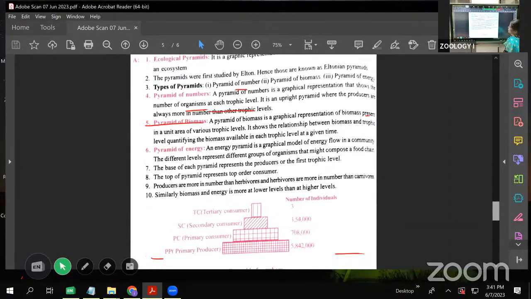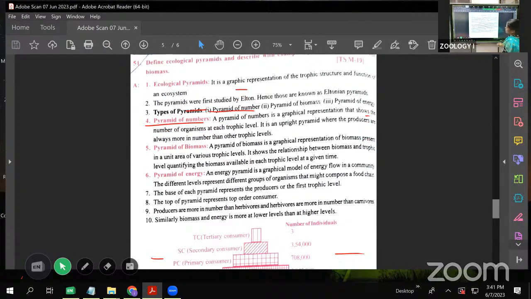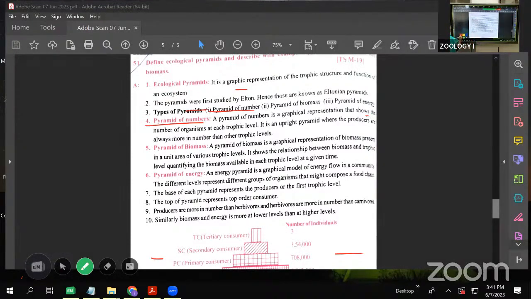I will show the diagram for the ecological pyramids. What are the pyramids? They are the graphical representation of the trophic structure and functions of the ecosystem. Since we are representing it graphically, we call it a pyramid. We are describing it graphically, so we call it the ecological pyramids.